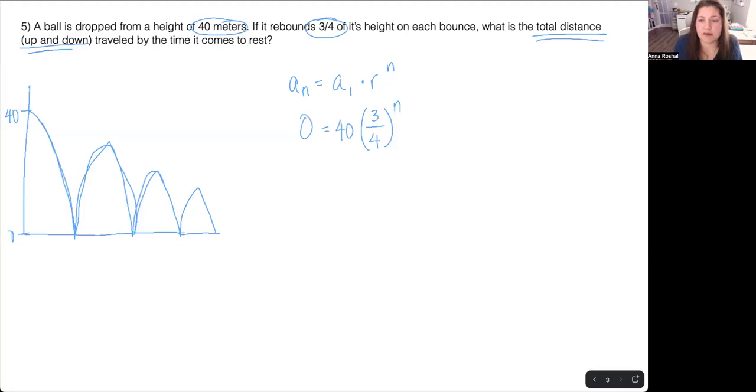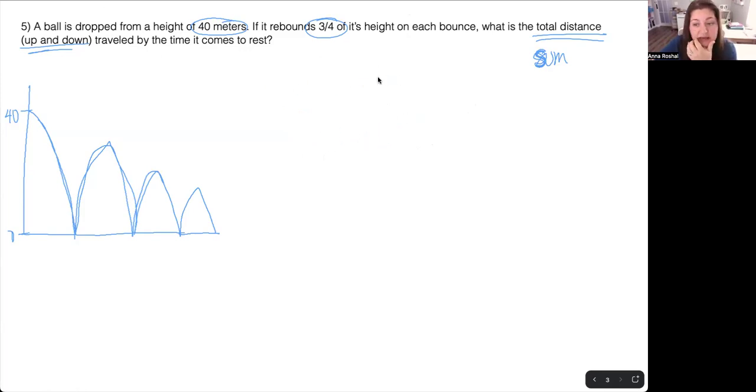Okay, so let's take a look at this a little bit. Seems like we want the total distance. Oh, total distance is sum. Okay, that's not supposed to be an 8, that's supposed to be an S. In order to find the sum of what is probably an infinite series, because we eventually want it to equal 0, is not quite this format here. We want the sum. So we don't want the series, we want the sum.